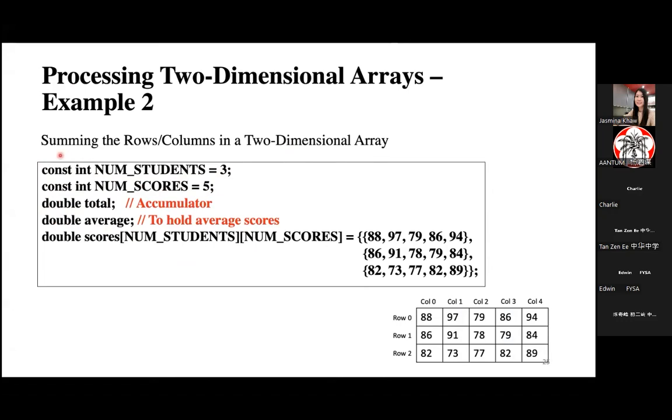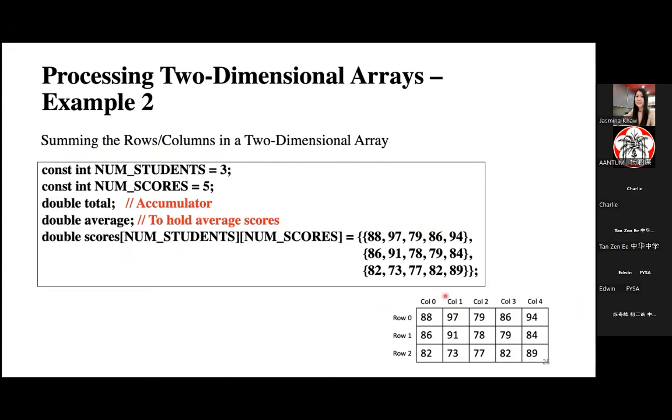The purpose of this program is to sum up the rows or columns in a two-dimensional array. Here we have a two-dimensional array with the data type of double, and we have the array name of score. Here we have two square brackets. The first square bracket refers to the number of students, and the second bracket refers to the number of scores. So we only have 3 students. Each of the students will have 5 scores.